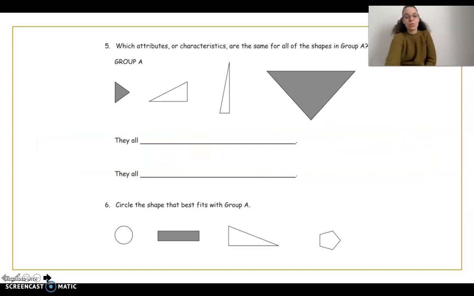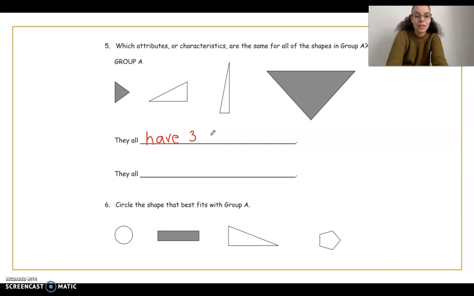Which attributes or characteristics are the same for all the shapes in group A? Look at all those shapes. What do you notice that is the same about them? Some people said, well, they're all triangles. That's true, but what is an attribute? What is something that you notice about these triangles? What do they all have? Yeah, they all have 3 straight sides.